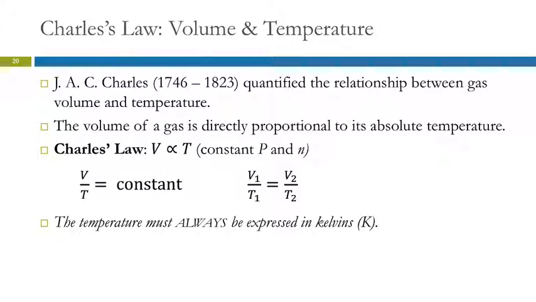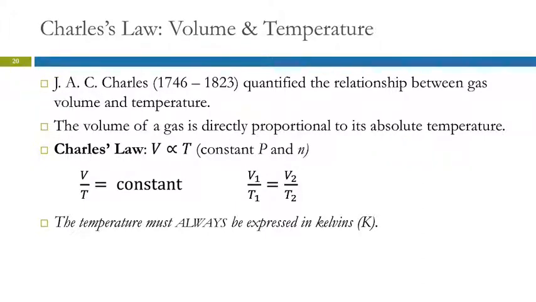Charles also did experiments. He looked at the relationship between volume and temperature. He found that the volume of a gas increased when you increase the temperature. The volume of a gas is directly proportional to the absolute temperature. That's the temperature measured in kelvins.